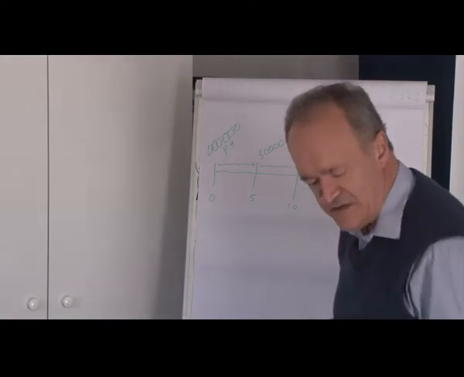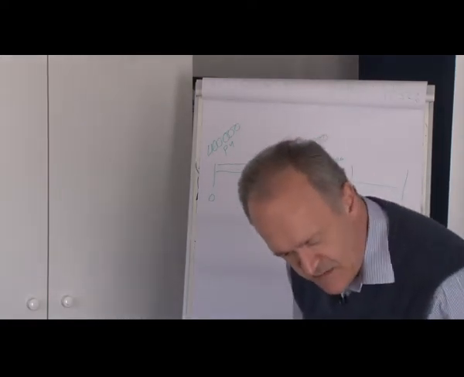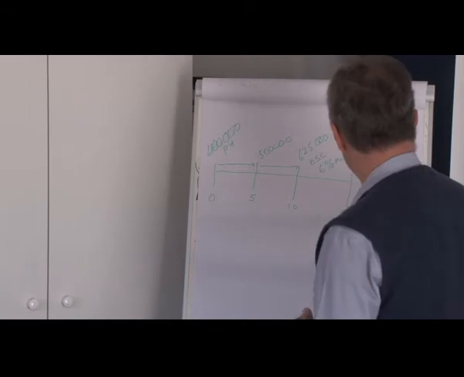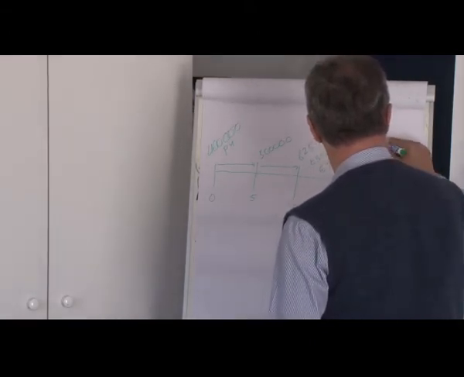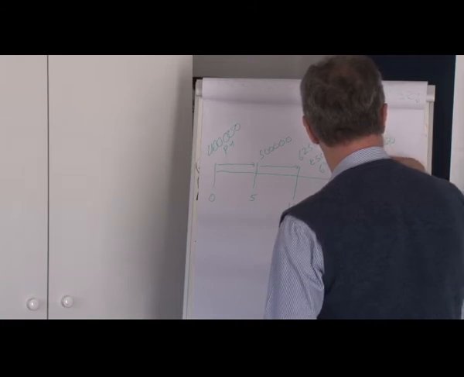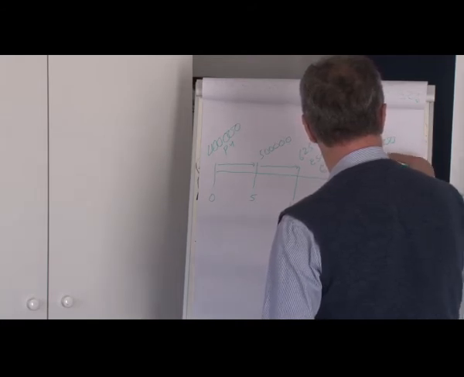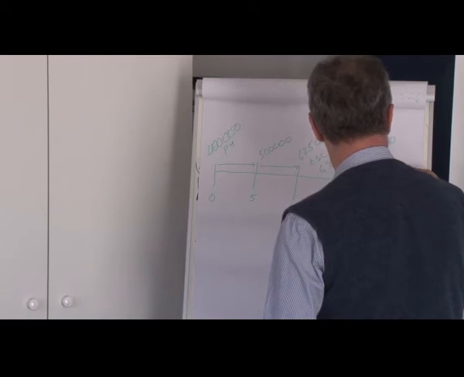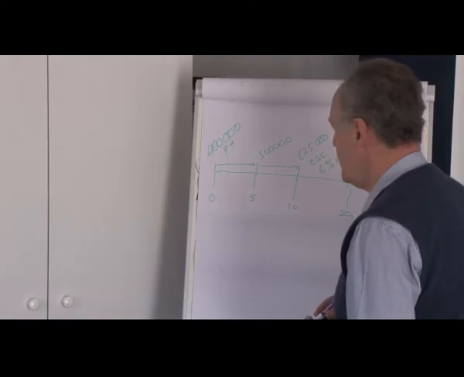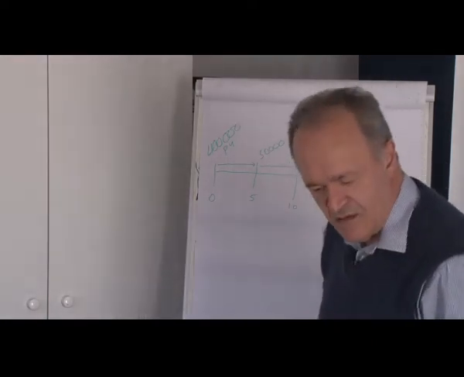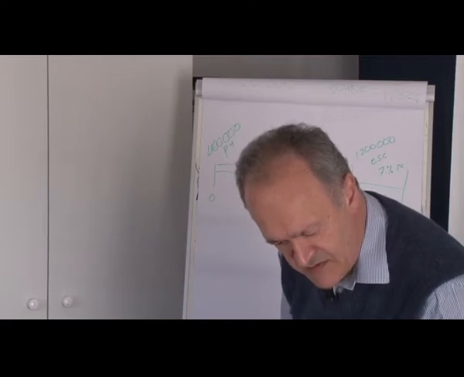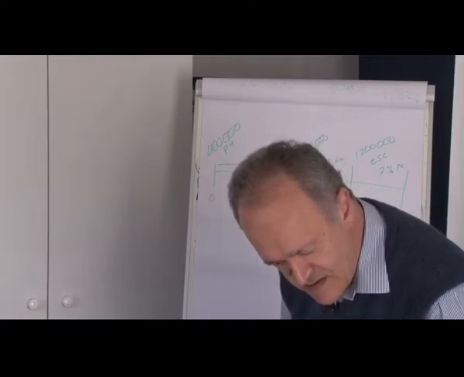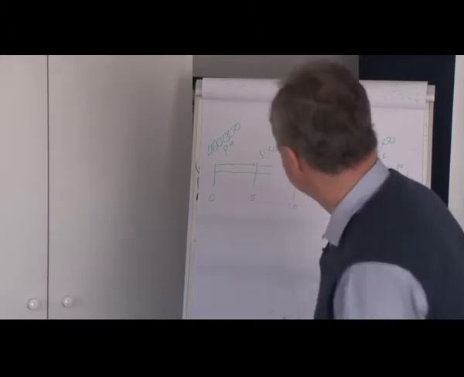From 21 to 30, it was 1,200,000. And there was an escalation here of 7% per annum. The interest rate, or the cost of capital rate, or the opportunity rate, whatever you want to call it, was 11.5%.